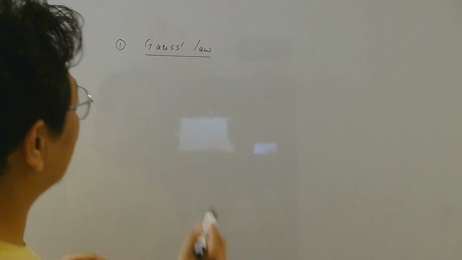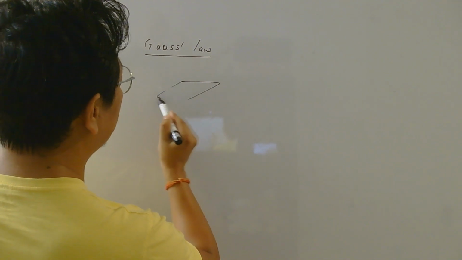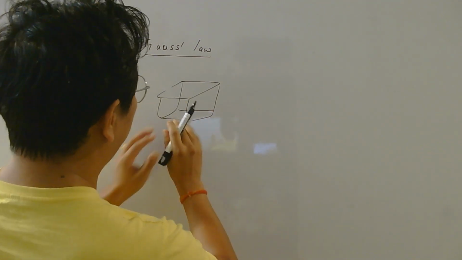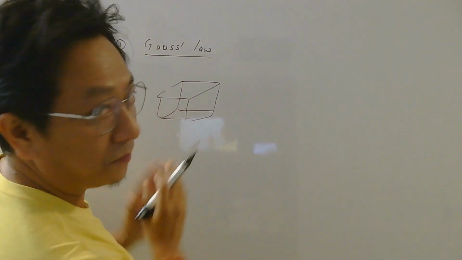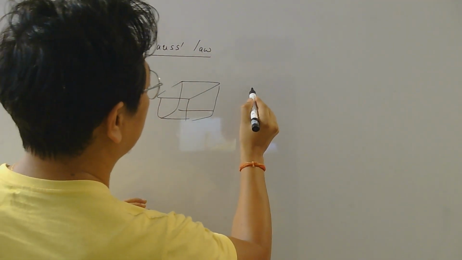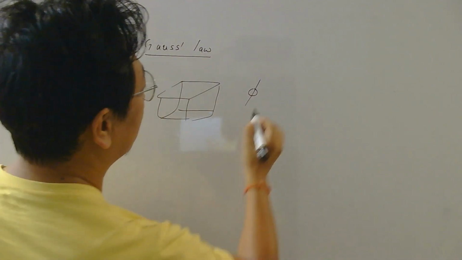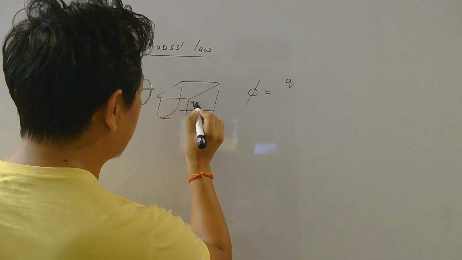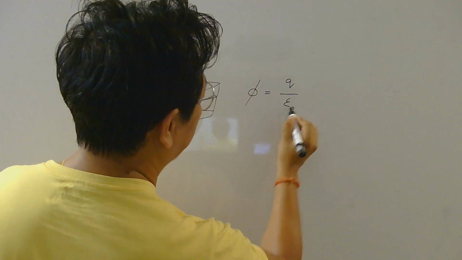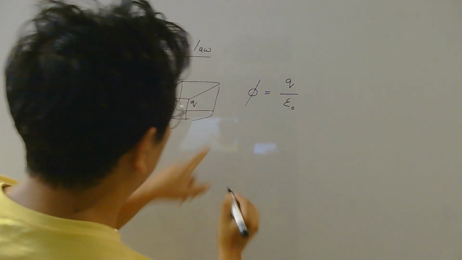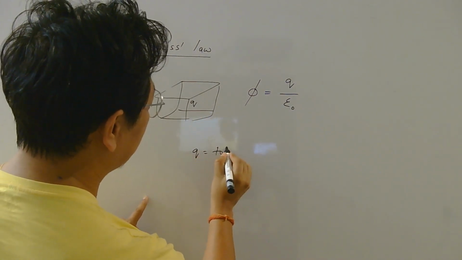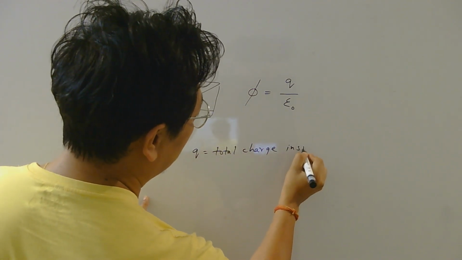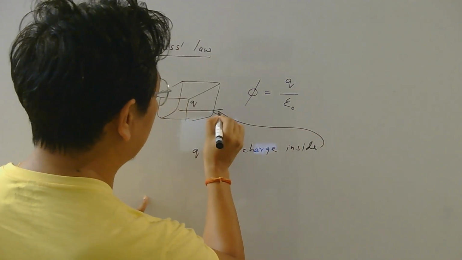The first thing we should know is what is called Gauss law. So what does Gauss law say? If you have a closed surface, let's say a cuboid, then the flux of electric field through the closed surface, given by the symbol phi, is equal to the total charge inside the closed surface divided by epsilon naught. So this Q here is the net charge inside the closed surface.